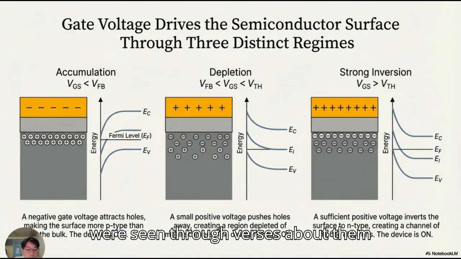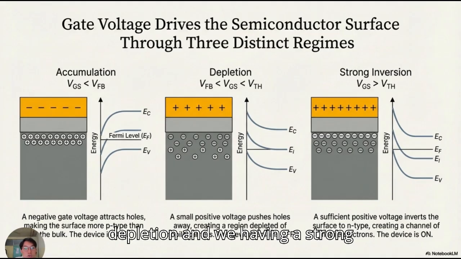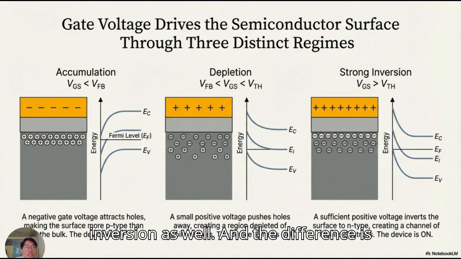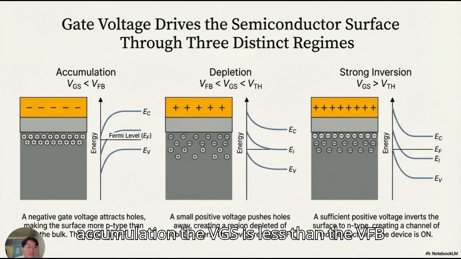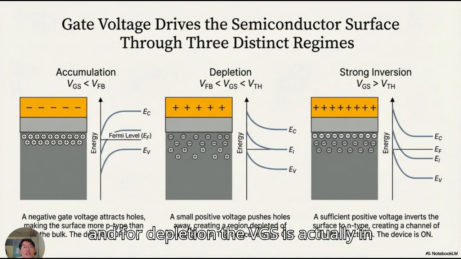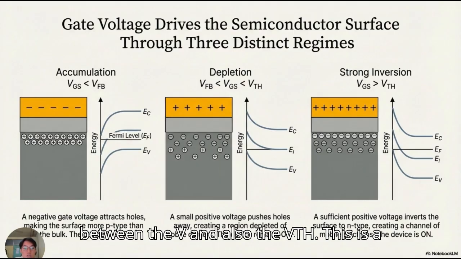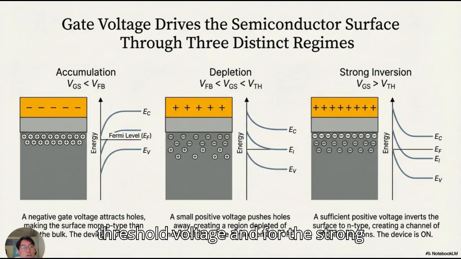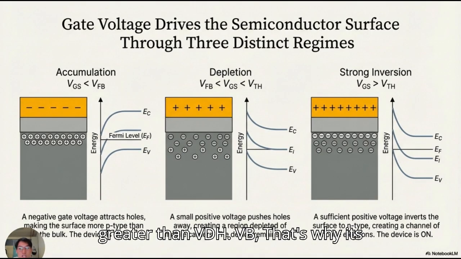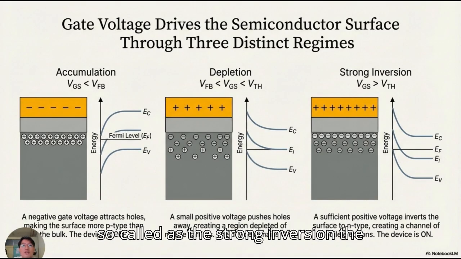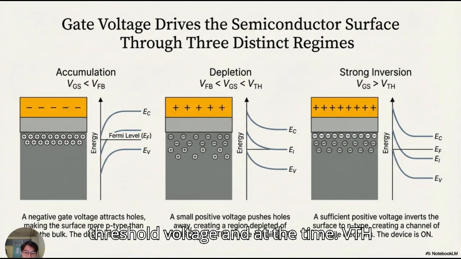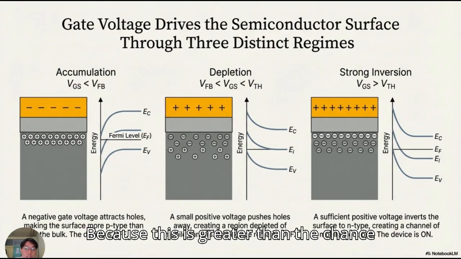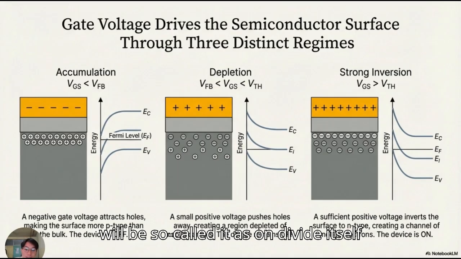So these are the types of voltage situations you will see. The first is accumulation, and we also have depletion. We have strong inversion as well. And the difference is between the gate voltage and the flat band voltage. For accumulation, VGS is less than VFB. For depletion, VGS is between VFB and VTH, which is the threshold voltage. And for strong inversion, obviously, it must be greater than VTH. That's why it's called strong inversion: the gate voltage is greater than the threshold voltage. And because this is greater than the threshold, we call it on. The device itself is on right now.